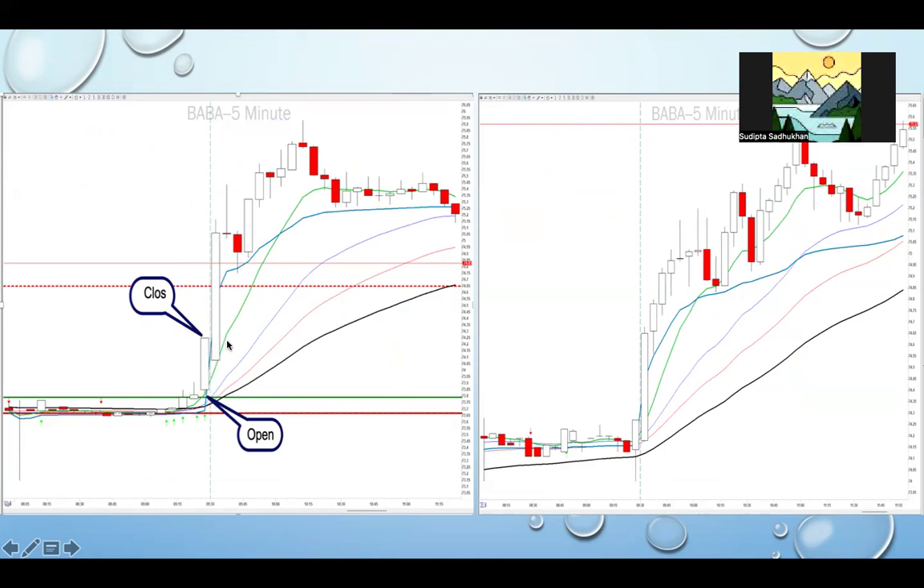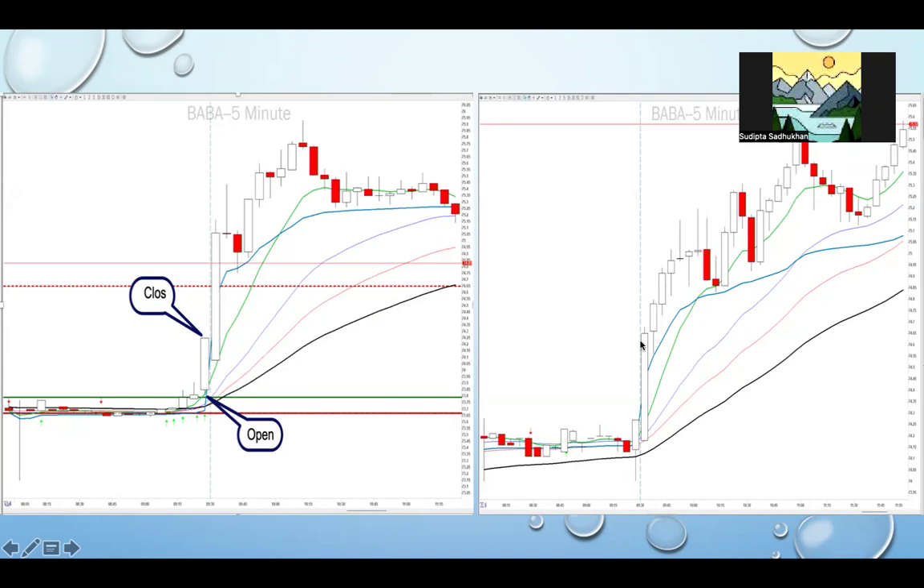And after open, you see the moving averages are in proper order: 8, 21, 34, 55, and VWAP. Here also, Baba I have selected, but it's a different day. Here also it has a wick, but the other candles don't have that much wick. It's a kind of engulfing candle. This gives me a conviction that there is a high possibility that it will go up. So these are the criteria I mainly use to select a stock.